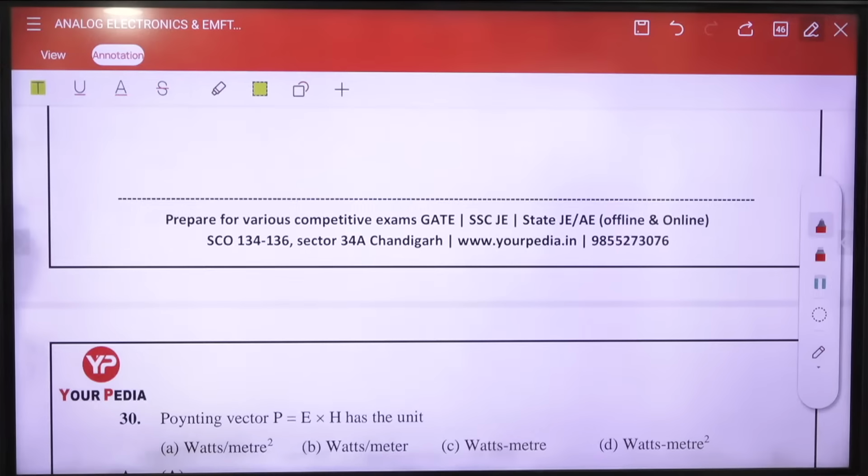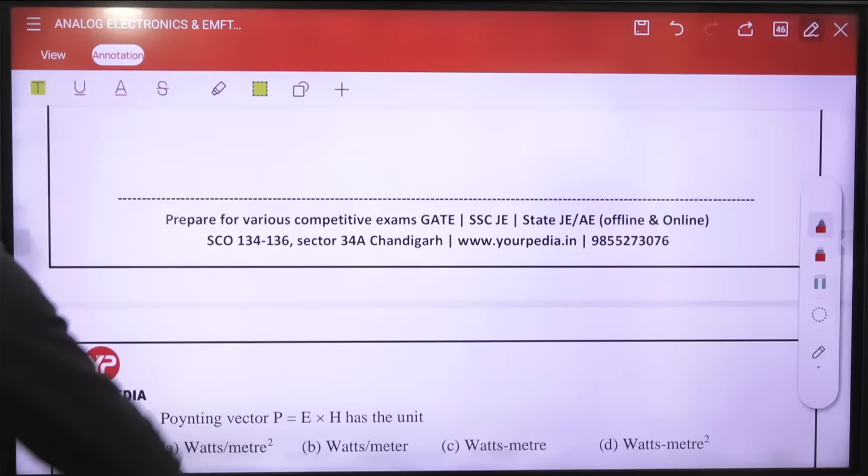The Poynting vector P equals E cross H has a unit. The Poynting vector generally represents the power per unit area. Power per unit area. That means watt per meter square.